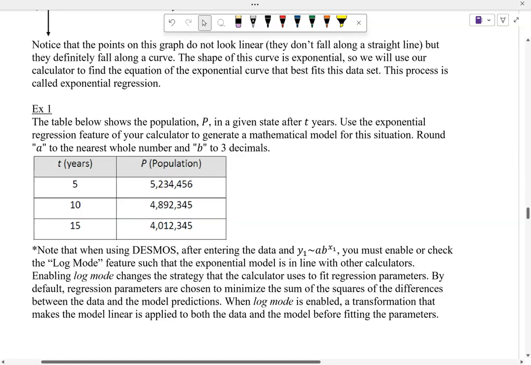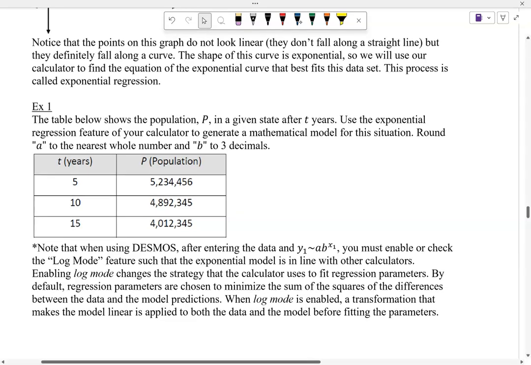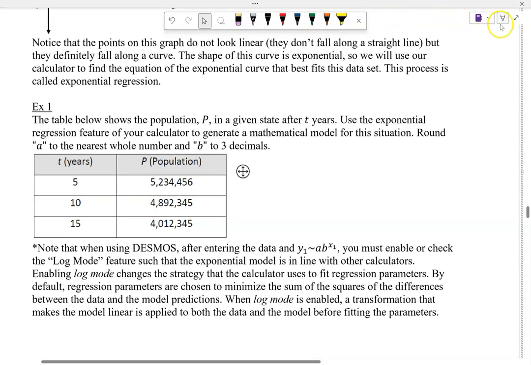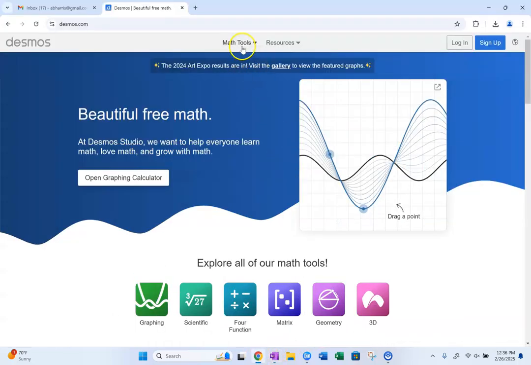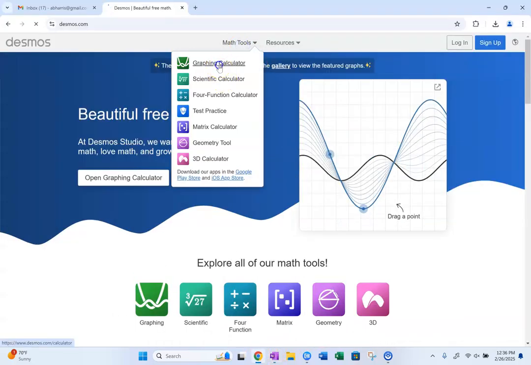We'll use our calculator to find the equation of the exponential curve of best fit as well. Okay, so it's called exponential regression. So here we're going to go ahead and go into Desmos and plot those points. Our time will be our x values in years. Our population there will be our y values. So flip this over. Let's go ahead and pull up Desmos.com. Go to the graphing calculator.